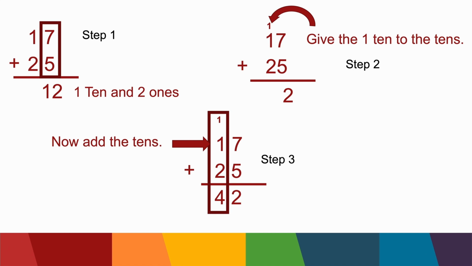17 plus 25. Step 1, add the ones column. 7 plus 5 equals 12. 12 is actually 1 ten and 2 ones. Step 2, we give the 1 ten to the tens column. We carry the 2 down. Step 3, now we add our tens column. 1 plus 1 plus 2 equals 4. 17 plus 25 equals 42.